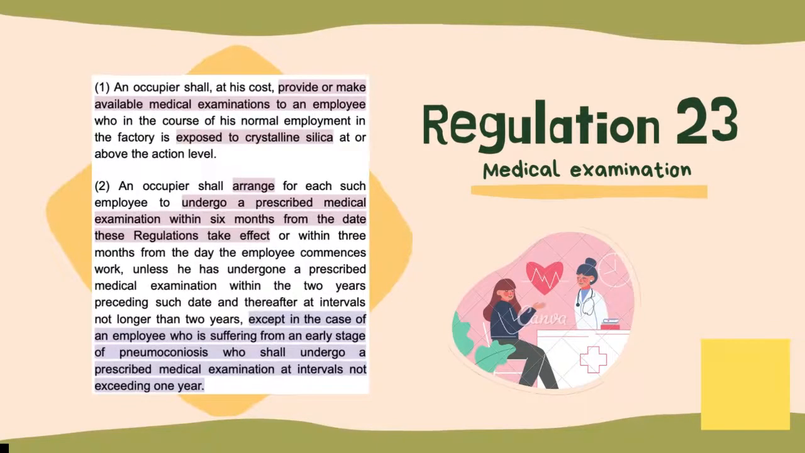Regulation 23, Medical Examination. First, an occupier shall provide or make available a medical examination to an employee who is exposed to crystalline silica. Second, an occupier shall arrange for employees to undergo a prescribed medical examination within 6 months from the date this regulation takes effect.